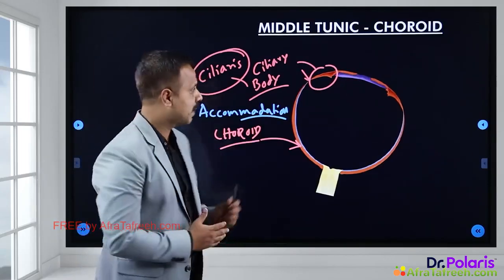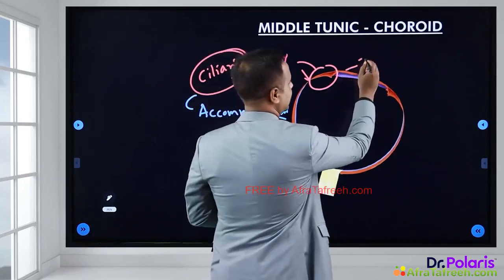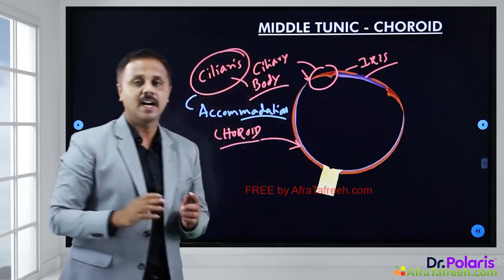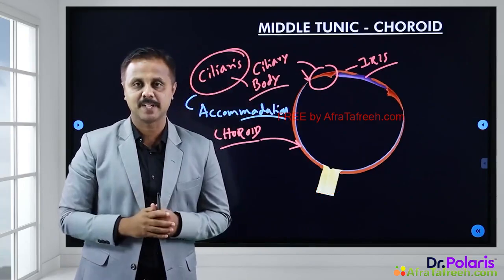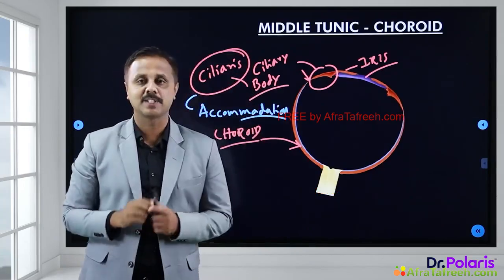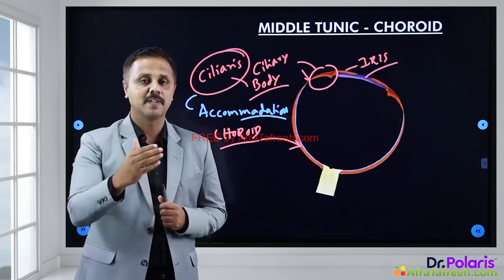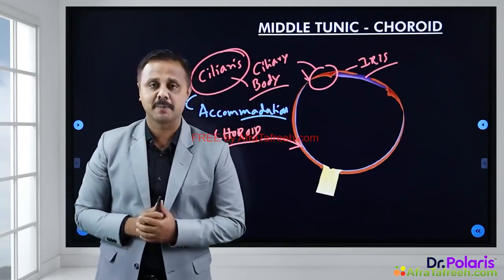The anterior most part of the middle tunic is referred to as the iris. This is the iris. As I mentioned in the beginning, iris is the one which is responsible for giving color to your eyes, right? So the iris is composed of a central aperture which is referred to as pupil, which will allow the light to pass through. How the iris is made up of?